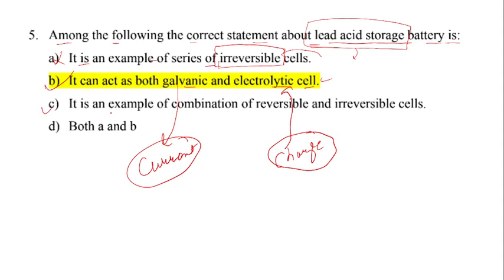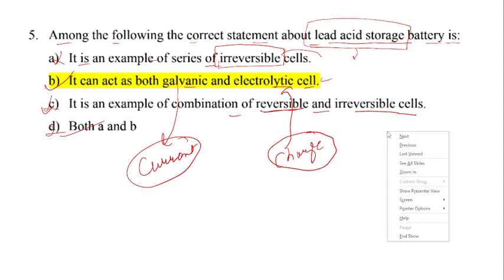Option C: it is an example of a combination of reversible and irreversible cell. No, it is completely reversible, so it is also not correct, and obviously the other option is not correct. So option B is correct. Let me discuss something more about that.